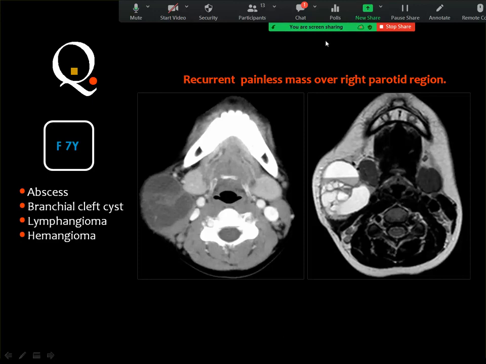Next case is a patient with a cystic mass in the neck, and this is the CT with contrast, and this is MRI with T2 weighted images. The provided possibilities, as you can see, are an abscess or branchial cleft cyst or lymphangioma or hemangioma.